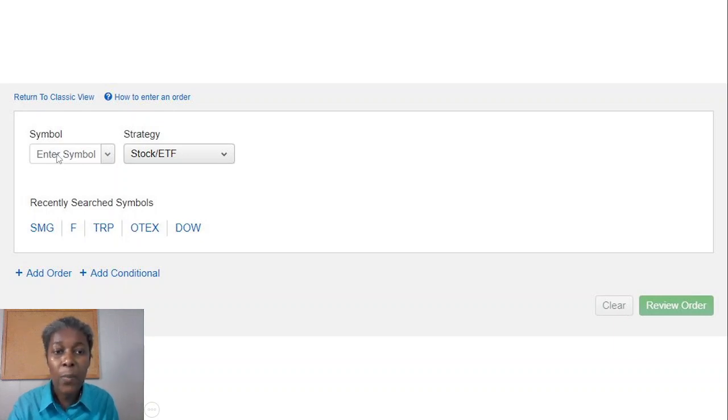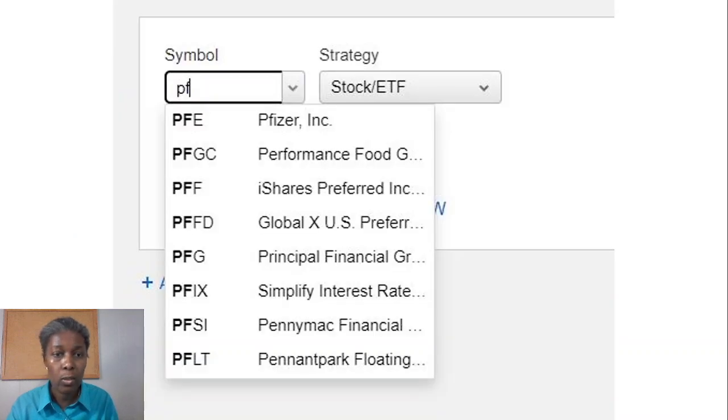So you will tap in the symbol, and when you tap it in, it should show you that company or some list of companies that start with those symbols, those letters, and you click on the right one. The strategy stock ETF, you keep it the same way, and this is about investing or purchasing single stocks.